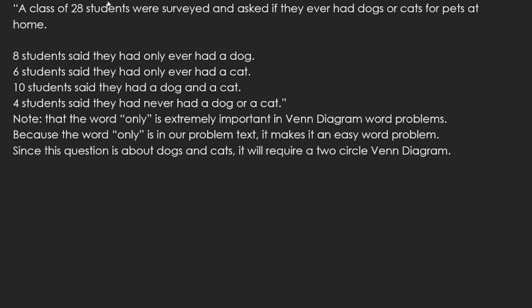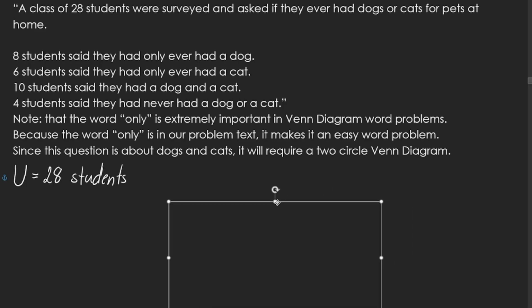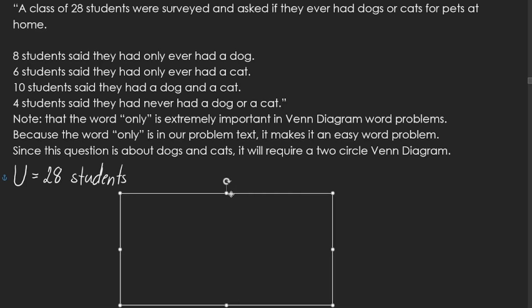In each problem involving sets, you should always know your universal set, in which case we had a class of 28 students that were surveyed. So our universal set is 28 students. To represent this in a Venn diagram, it is going to be a rectangle.